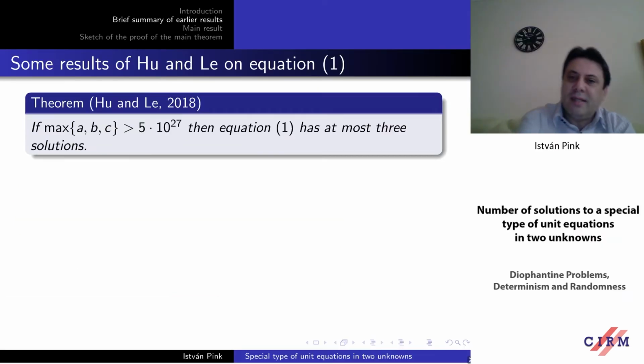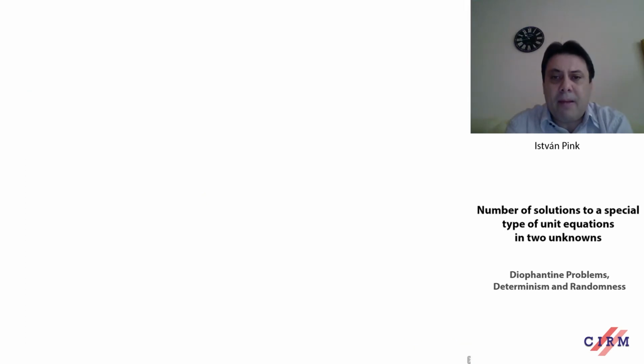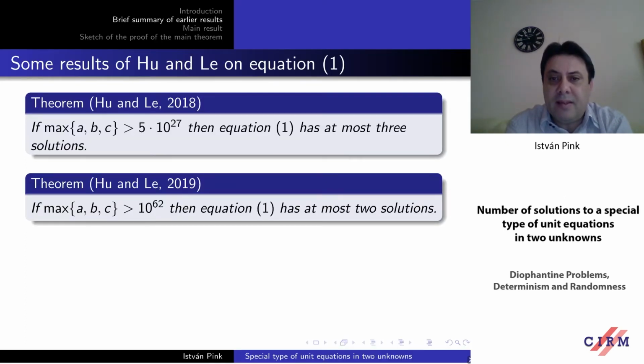And before stating the main result, two more quantitative results of Hu and Le. If I consider equation 1, the first result of Hu and Le says that if the maximum of A, B, C is larger than this constant, which is a Baker type constant coming from Baker's theory, then equation 1 has at most 3 solutions. And this result was recently improved to this one: if the maximum of A, B, C is larger than 10 to the 62, then equation 1 has at most 2 solutions. This paper appeared last year in Publicationes Mathematicae Debrecen.